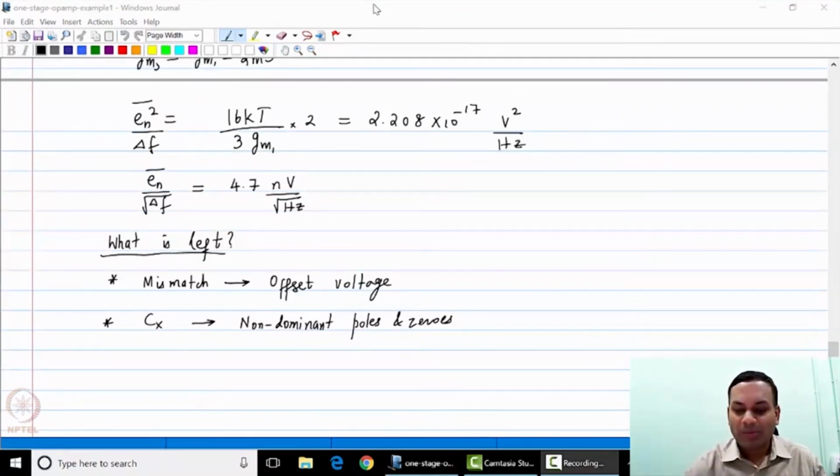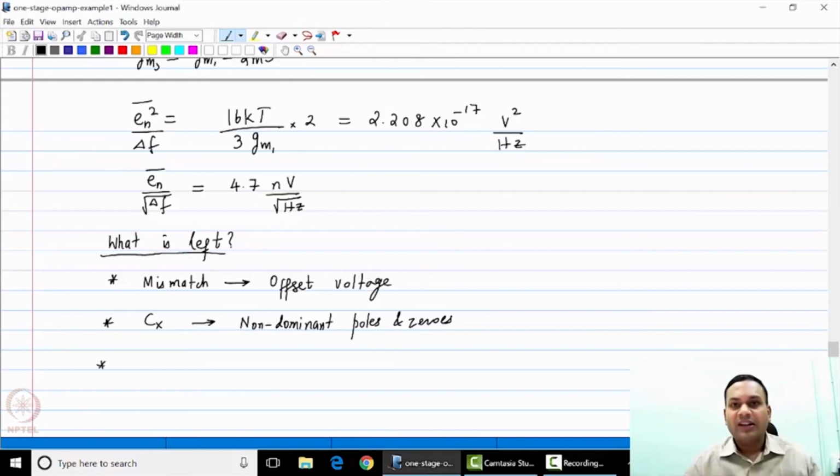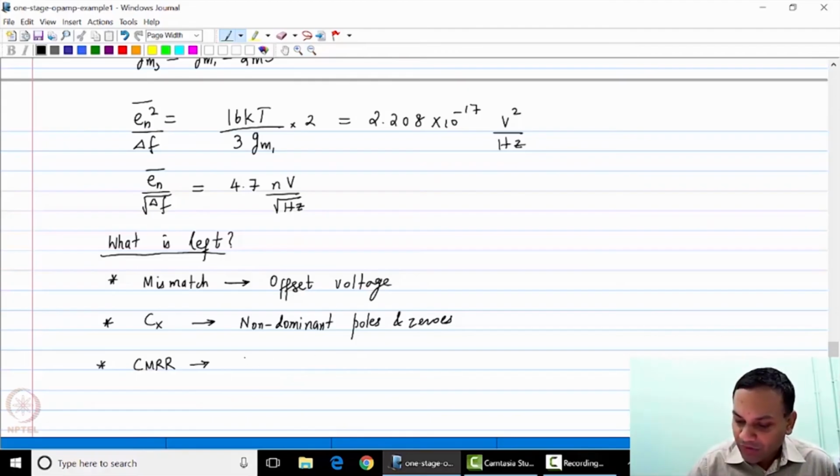Finally, there are two more things to wrap up this analysis: the CMRR and common mode gain of the op-amp. So let us directly write down the expression for the CMRR of the op-amp. As we know, the CMRR of the op-amp purely depends on the GM of the input device and the output resistance of the current source transistor. So this is nothing but 1 plus 2GM R0, where R0 is the output resistance of the current source.